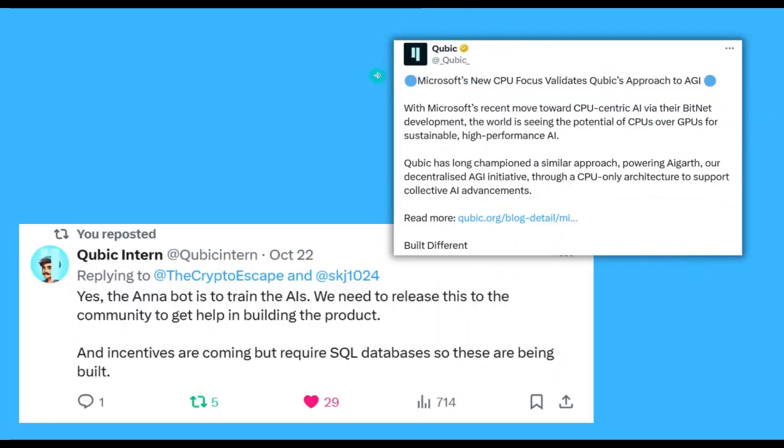And then I just have this post here as well, which is about Microsoft's new CPU focus, validating Qubic's approach to AGI. And basically, Microsoft's come out and they've announced that they're focusing more on CPU-centric AIs because it works better. But the big deal here is that Qubic was talking about this 2 years ago, and now big tech is only catching on.